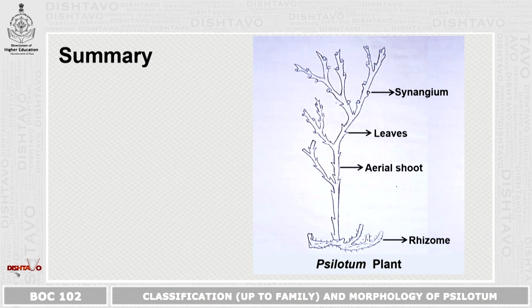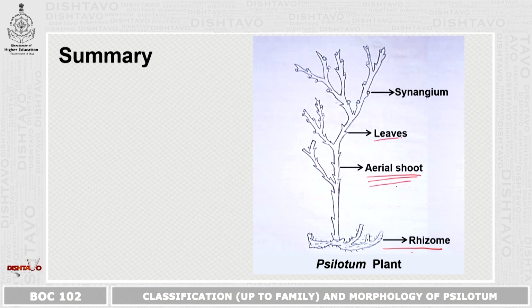This is the diagram showing xylotome plant. It has different parts, that is rhizome. This part is buried inside the soil and any branch of the rhizome turns upward to give rise to aerial shoot. It is green in color and it is the main photosynthetic organ because leaves are very small without any vasculature and stomata. So the main function, that is photosynthesis, is carried out by this part, that is aerial shoot.